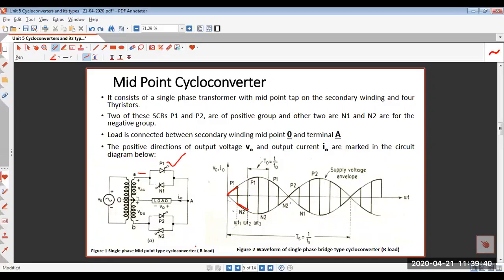Now, let us say P1 is triggered at omega t equal to 0. Okay, so the current will flow in this way. This is how current will flow.